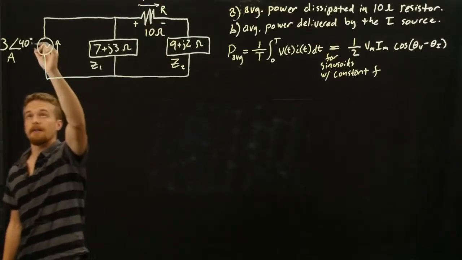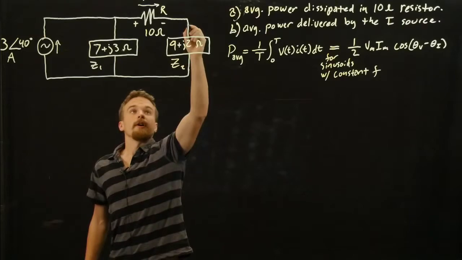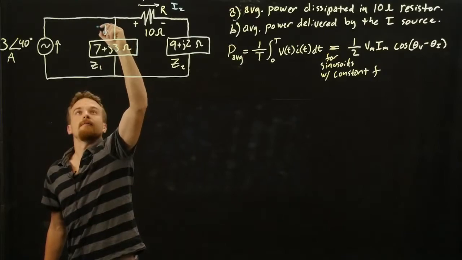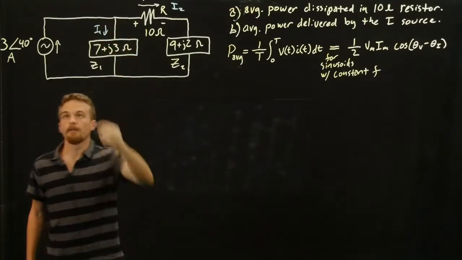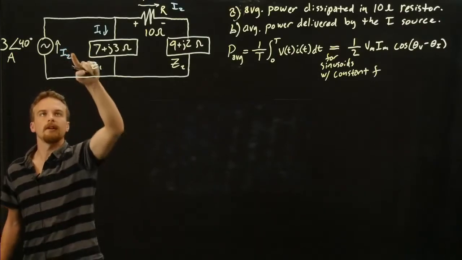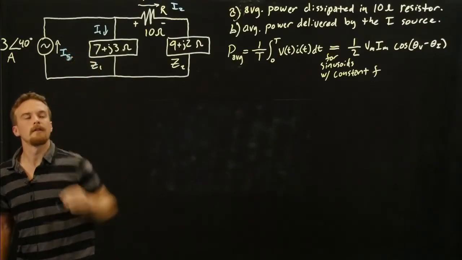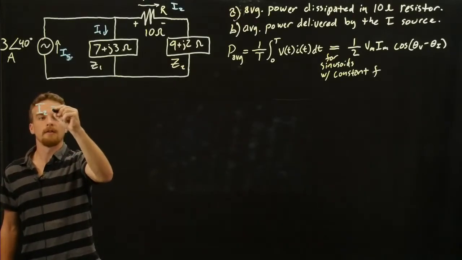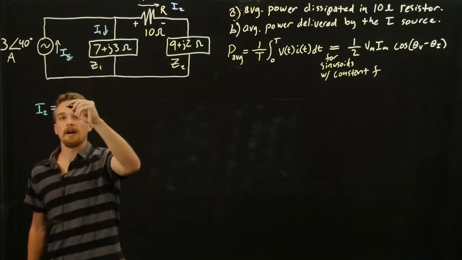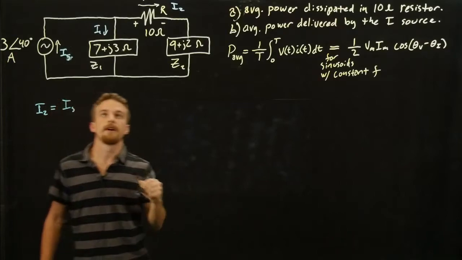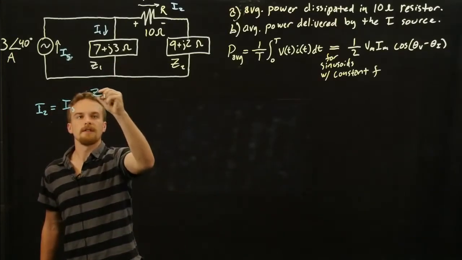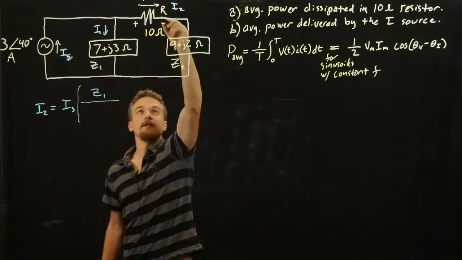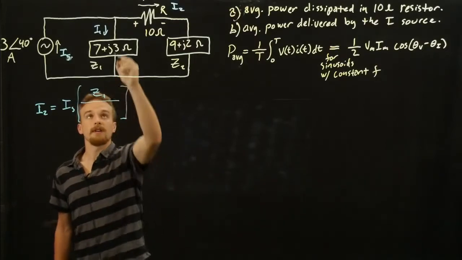How do we do that? We'll call this I2, we'll call this I1, and we'll call this IS. So I2 would be equal to IS times Z1, the impedance of that branch, over the impedance of both branches.